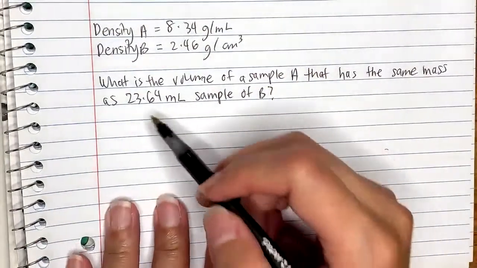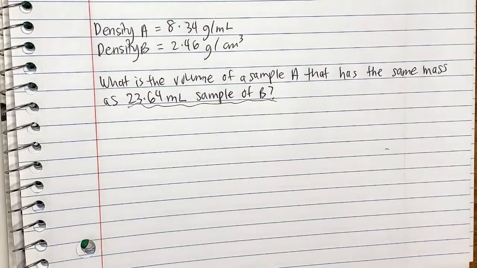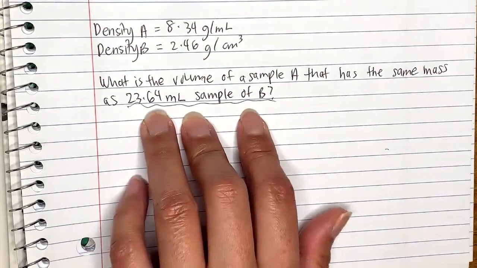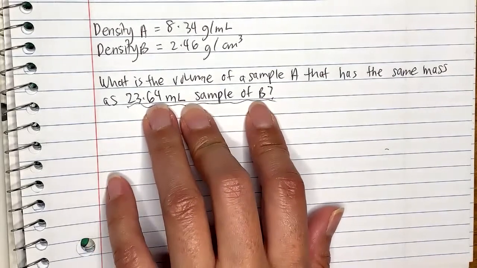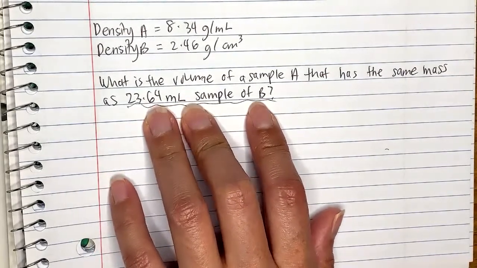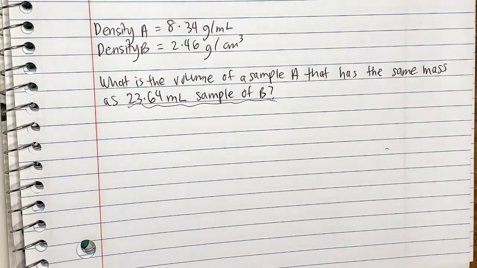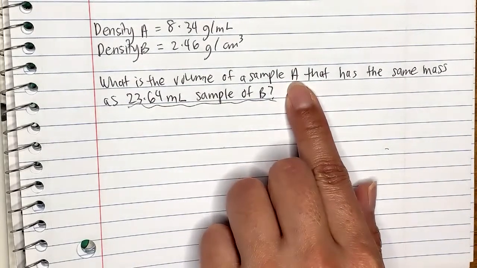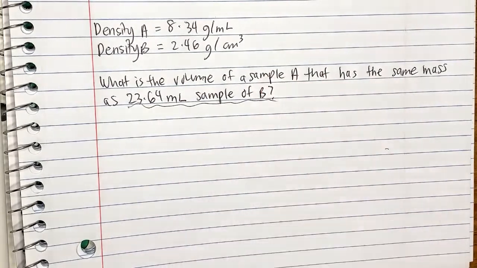Okay, so basically you have sample B, you know what the volume is. You can take B and calculate how much mass this is of B. And then we'll find A to be the same mass as the mass of B. And once you know the mass of A is the same as the mass of B, then you go ahead and take A and convert it back to volume.